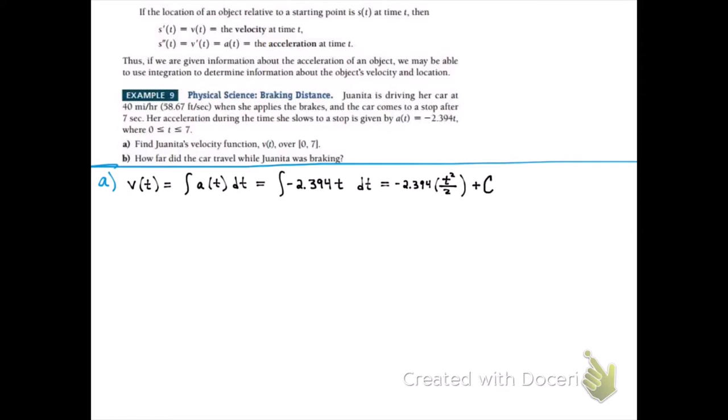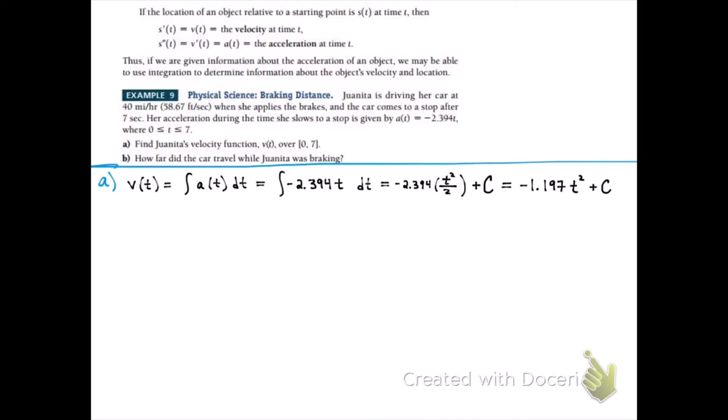Now don't forget about the constant of integration. We haven't seen it in a while because we've been doing definite integrals. But this integral is an indefinite integral. There's no limits of integration here. So when you're doing indefinite integrals, you have to include the constant of integration. Now simplifying our answer a little bit, we can get this as our velocity function.